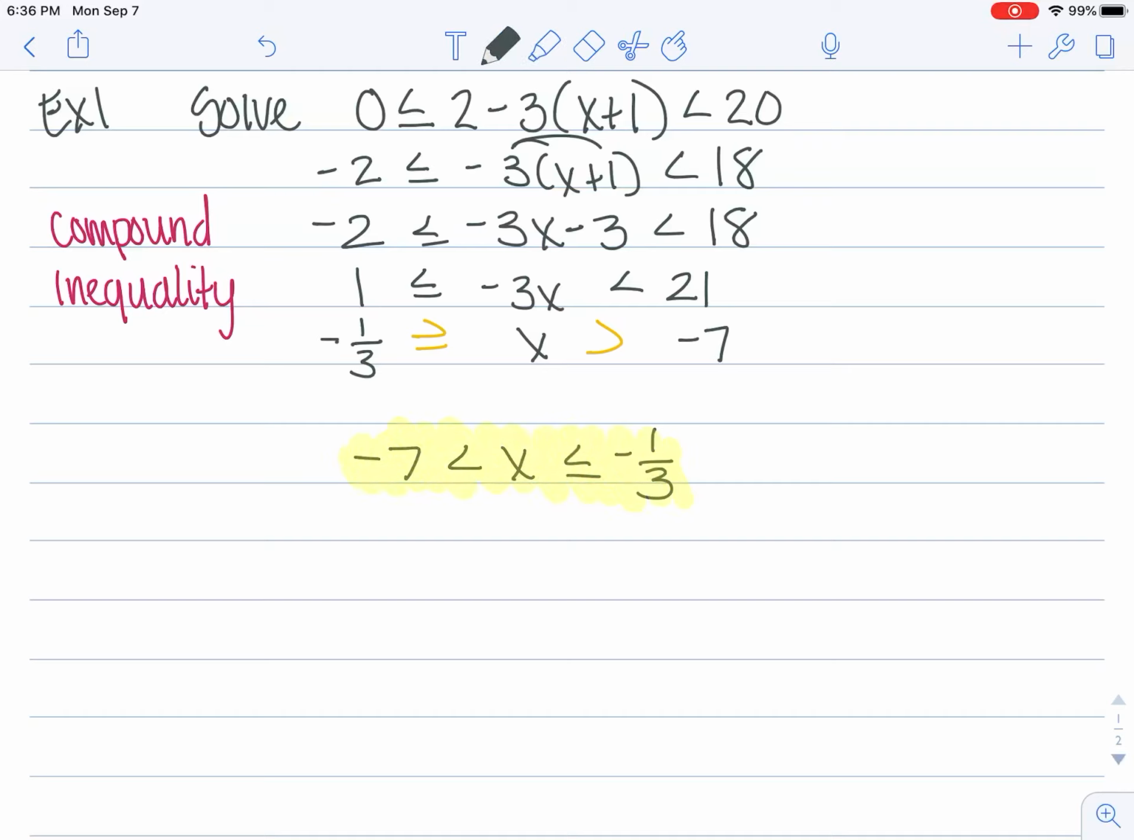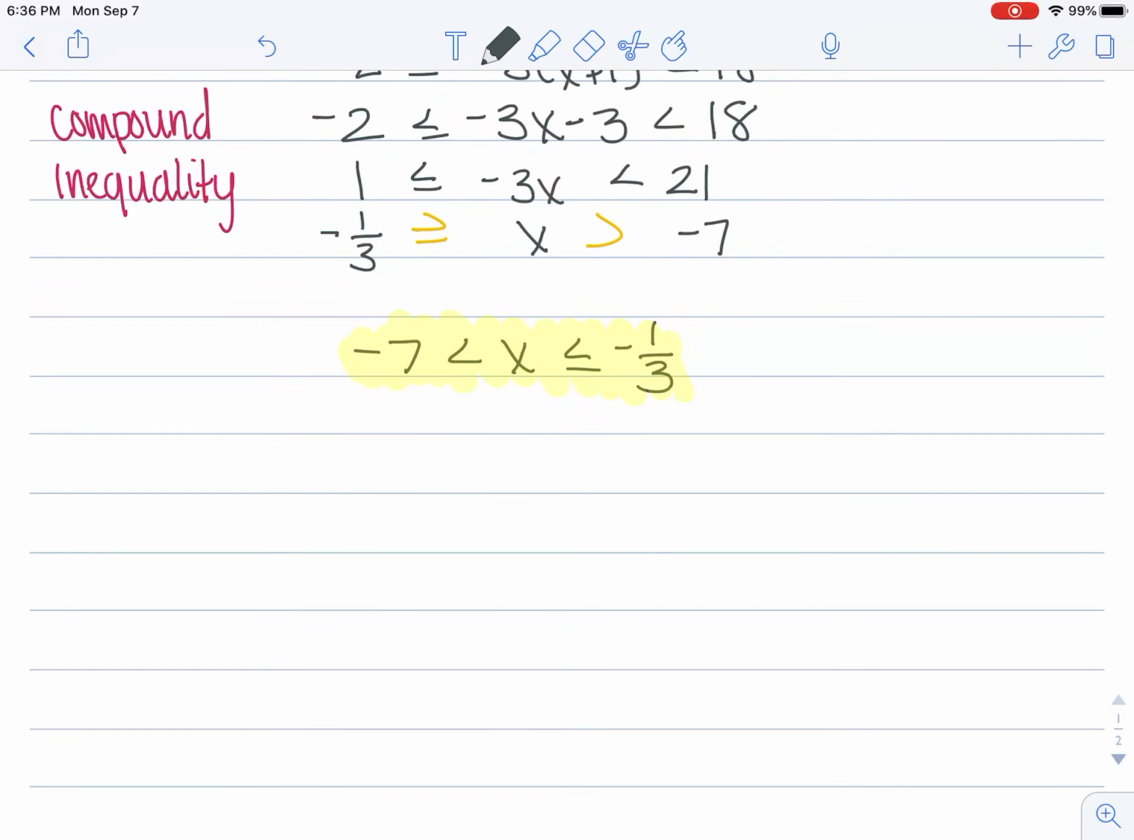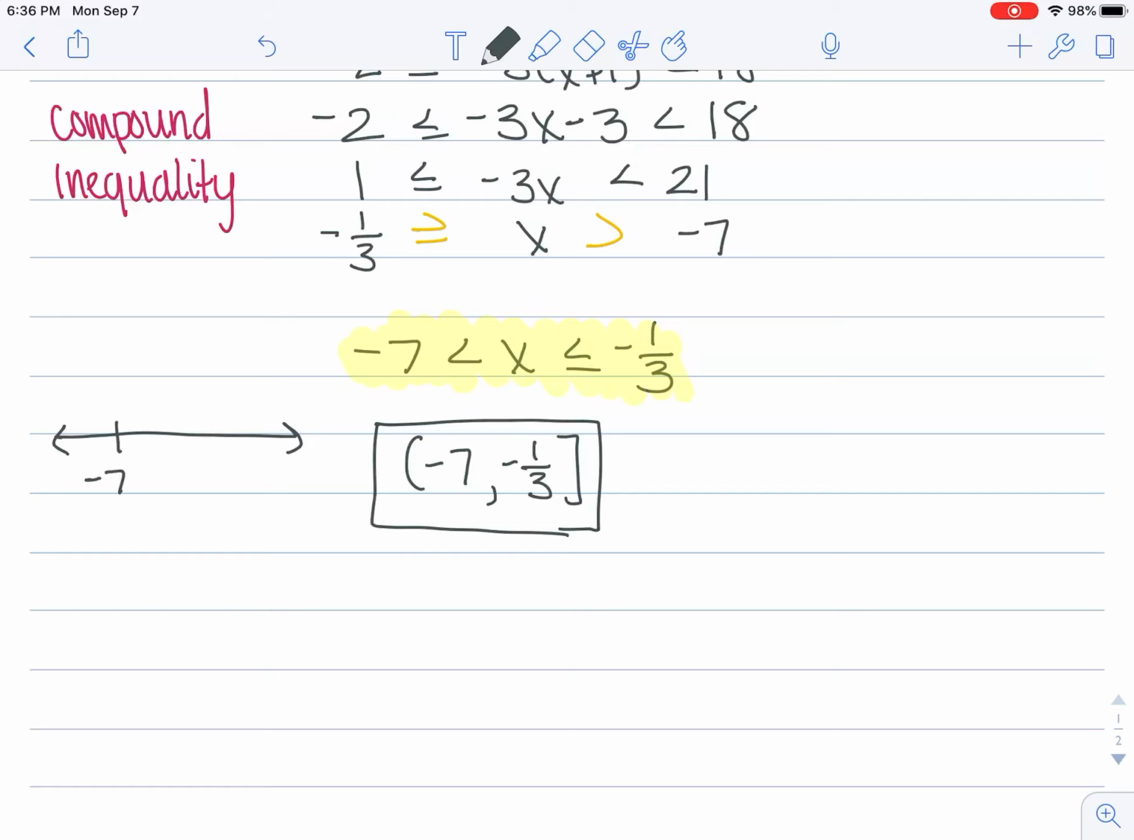The instructions said to write it in interval notation. So the negative 7 has a less than, so that means it has the parentheses, and the negative 1/3 had a less than or equal to, so a bracket. That's the end of my final thought. So make sure you put a box around it. Again, if I just asked you to graph this on a number line, let's just do a review. Smaller number always on the left side. Negative 7 has an open circle because it was a parentheses. Negative 1/3 closed because it's a bracket. And I want everything in between them.